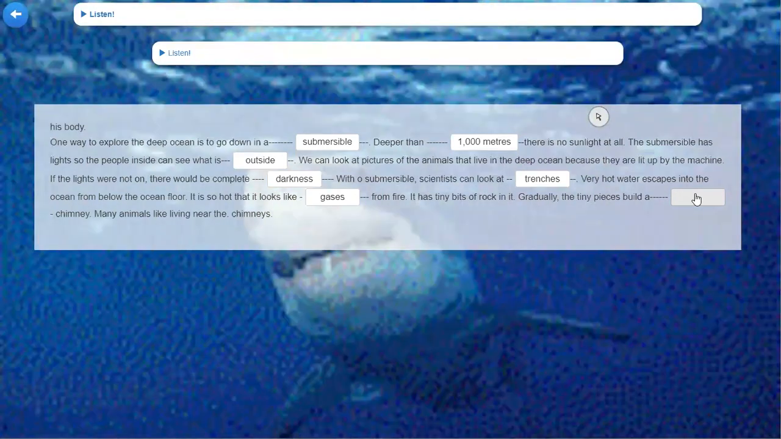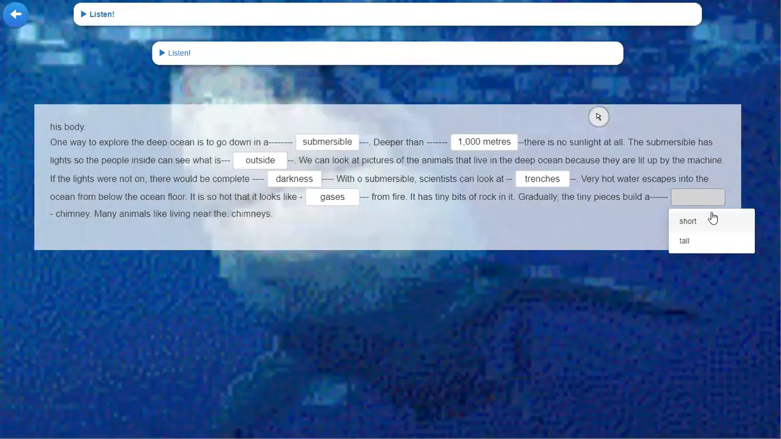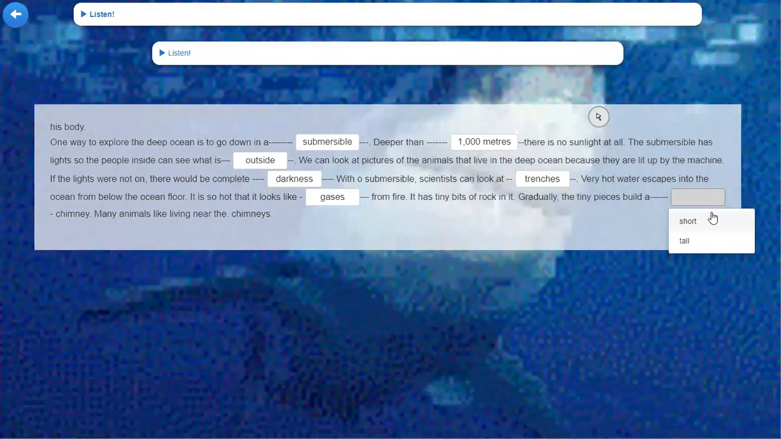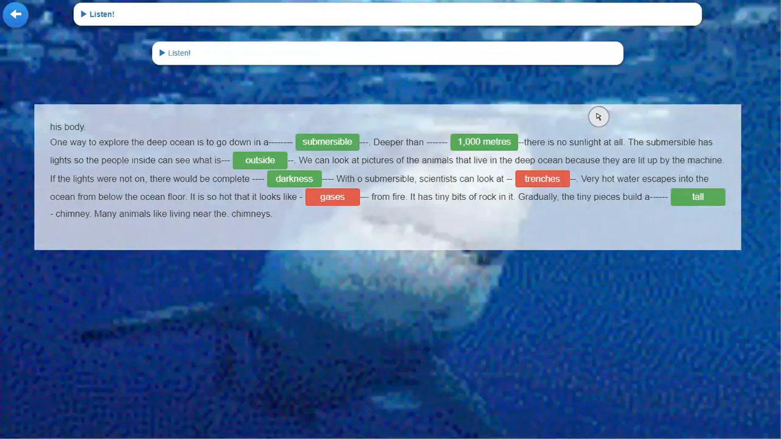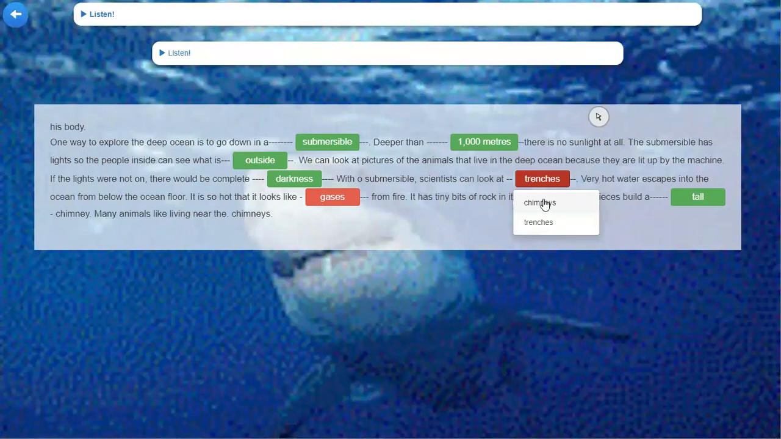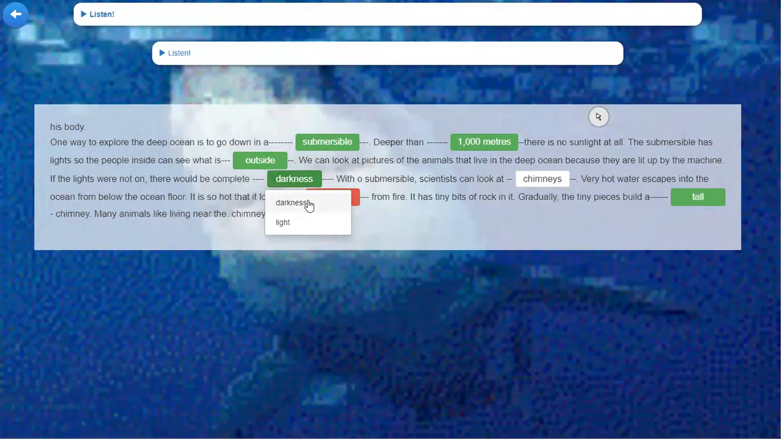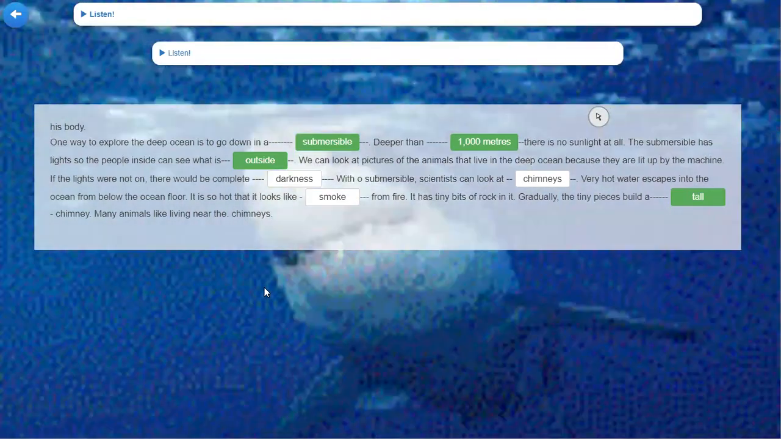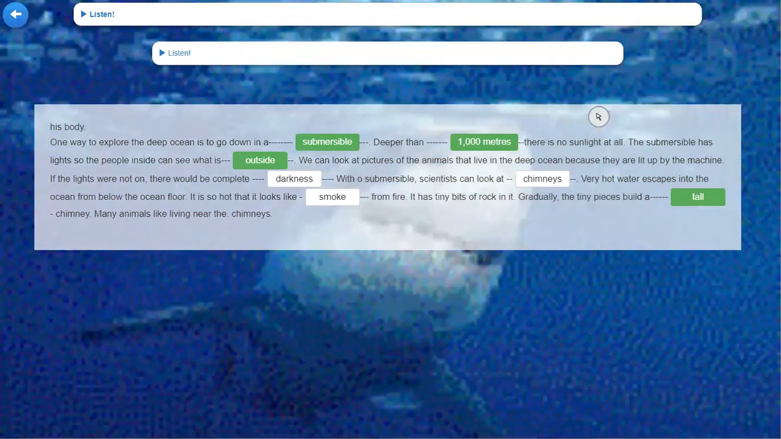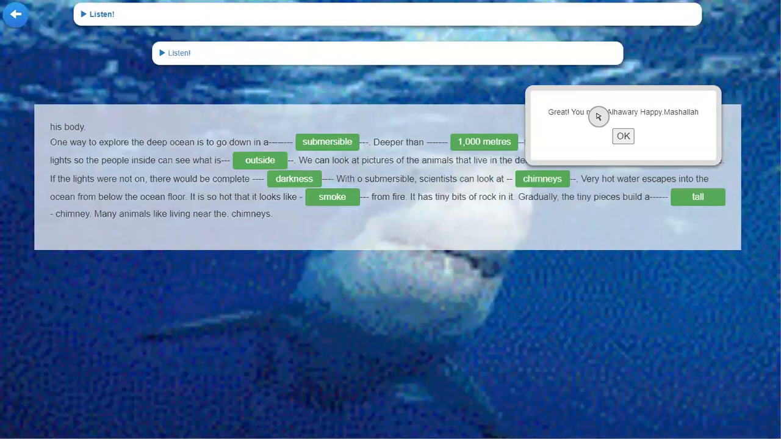Gradually, the tiny bits build up. Short or tall chimneys? Tall. Okay, let's check now. Chimneys, as I told you also, are like a big post, or matkhana as we say in Arabic. This is the second part.